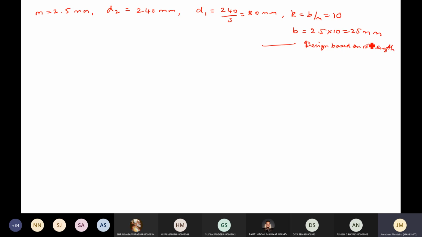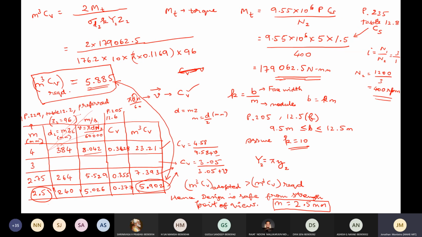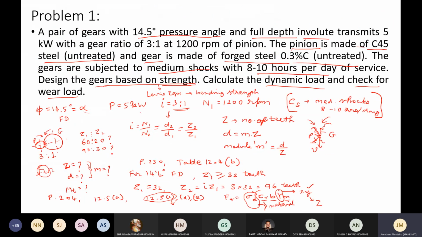Why I am stressing this point is that sometimes the problem will stop here. This much is enough for design based on strength alone. But this problem has something extra. Let us go back to the statement. Till here it is proper. The next part is to calculate the dynamic load and check for wear load. What is this dynamic load and wear load?